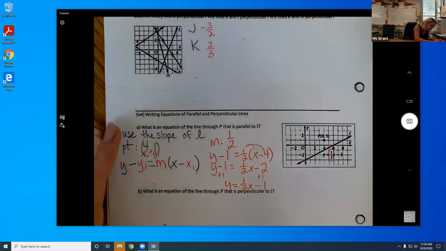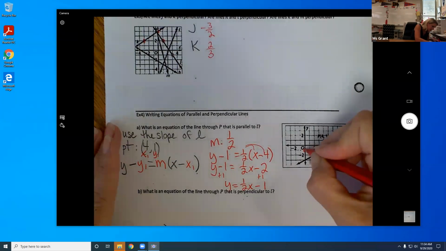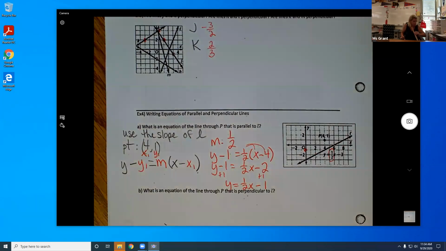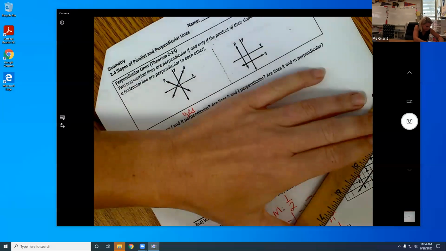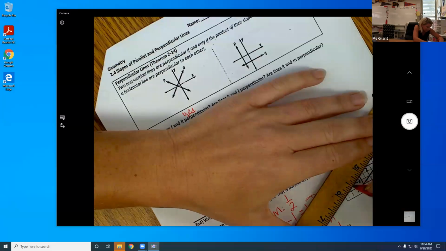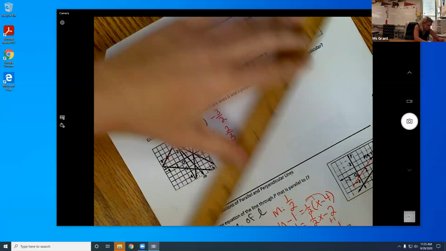I can even draw it. -1 is my, there it is.